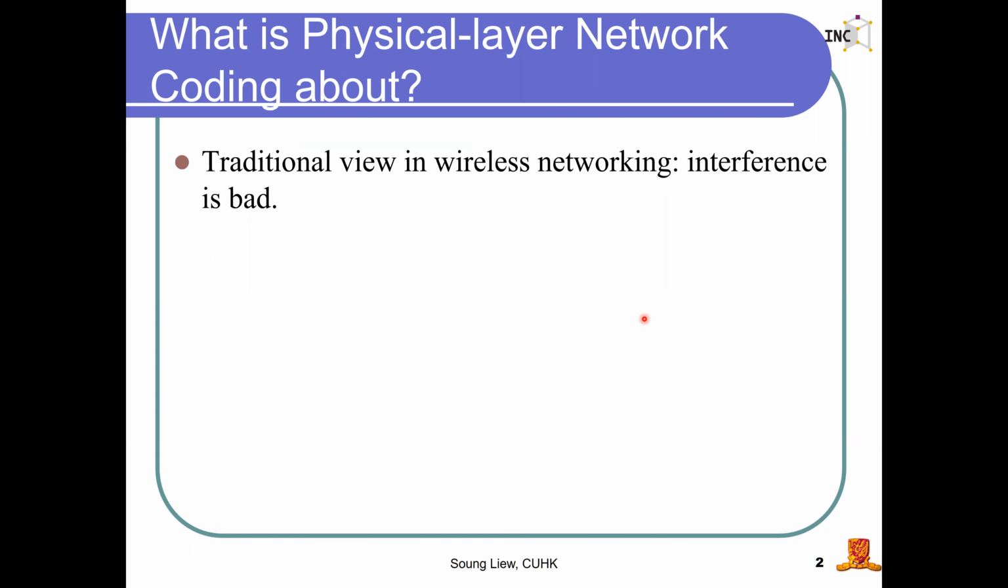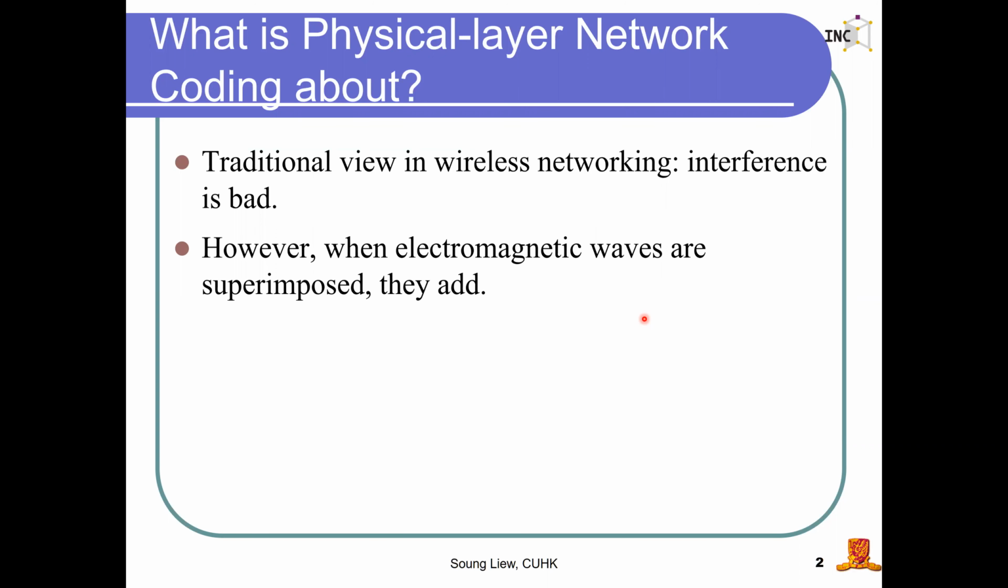So the conventional view is that interference is bad. It causes disruption in the operation of your Wi-Fi network. Now, if you think more deeply about that, is interference that bad? After all, radio signals are electromagnetic waves. When there are multiple electromagnetic waves, they superimpose and they add.